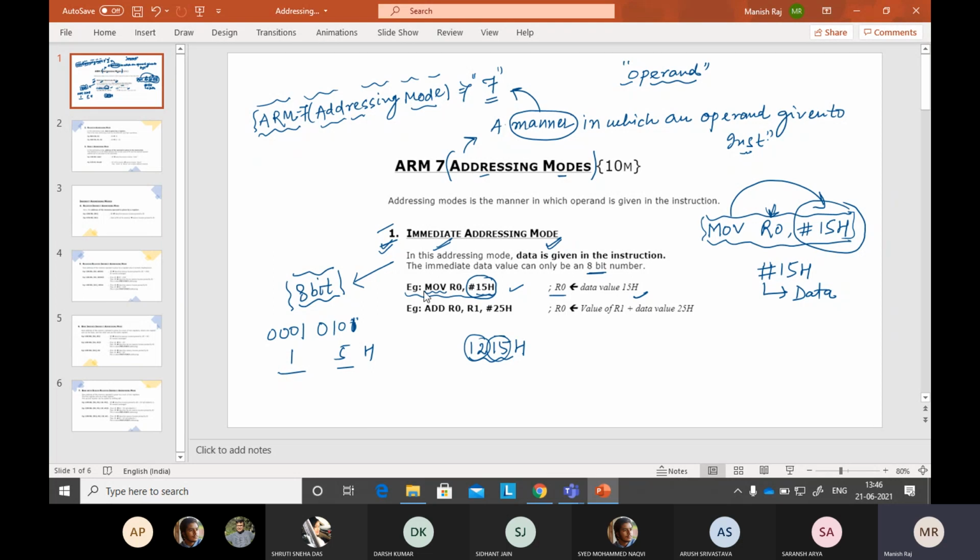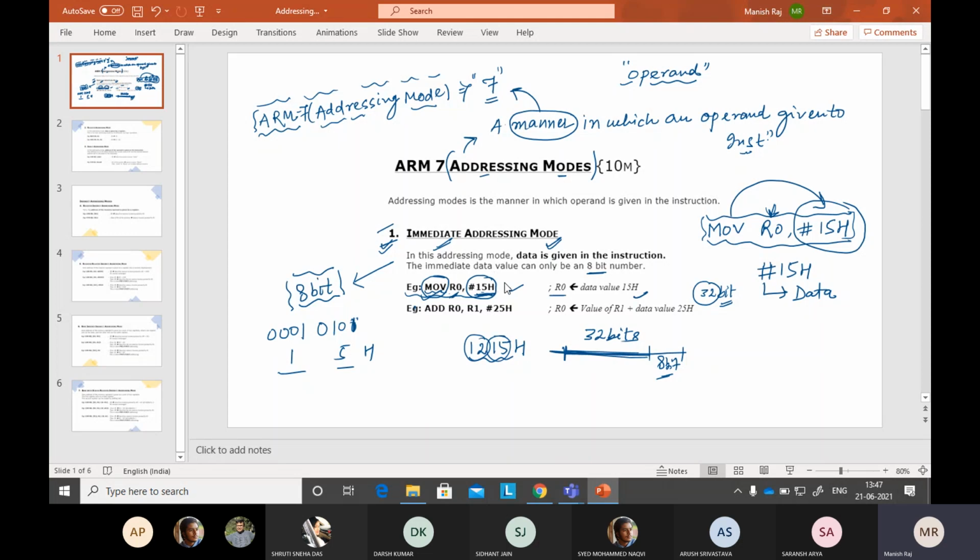Now if I talk about the logic, why are we using 8 bit data, even though you can use 32 bit data in the ARM? Because the total instruction has 32 bits. Some bits will go for the move, some will go for the R0, some for this one, 15H. That's why 8 bits will be covered by the data, and other bits will be covered by this move and R0. So it will represent this thing.